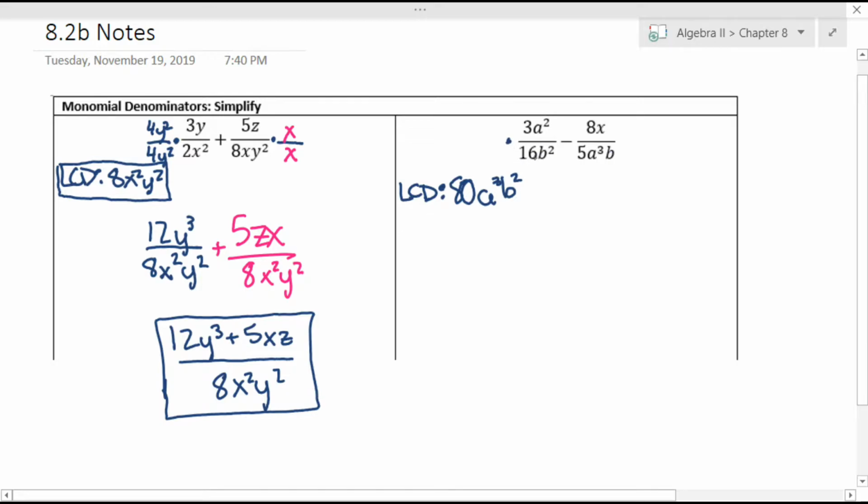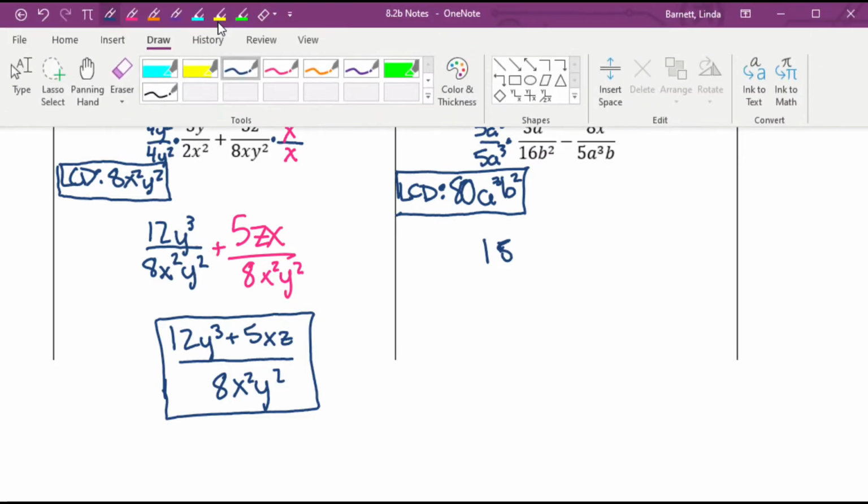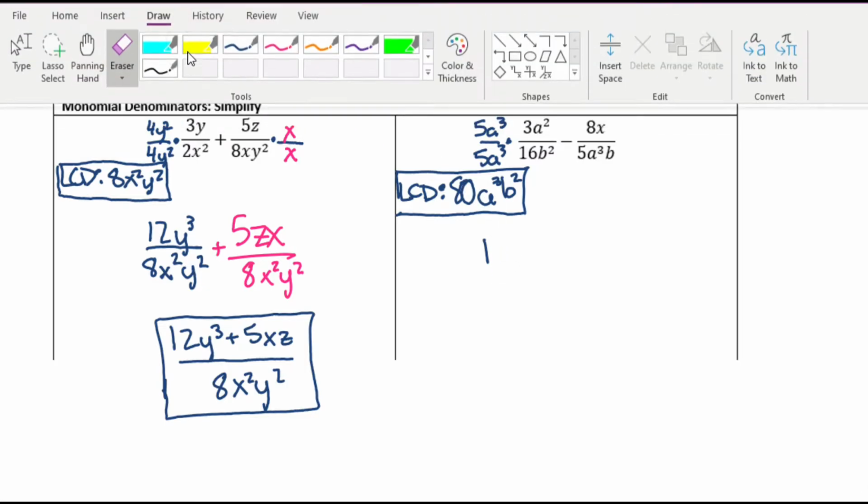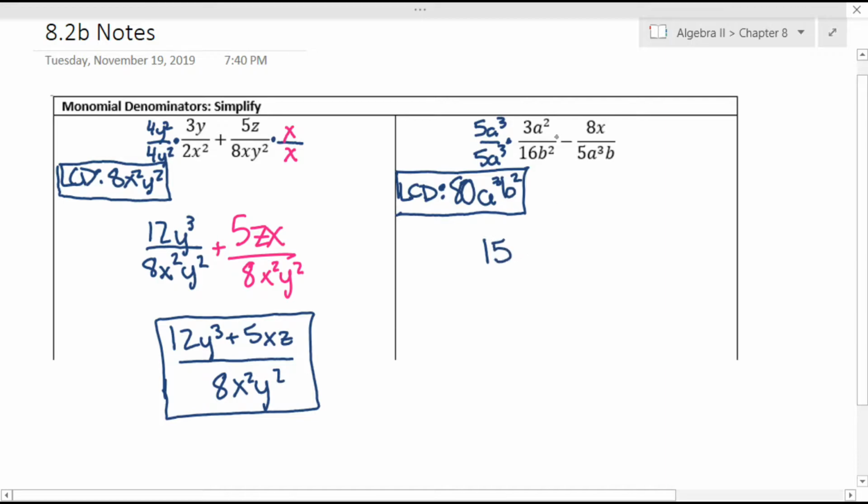So what would I have to multiply 16b squared by to get to 80a cubed b squared? It's going to be 5a cubed. If you multiply the bottom by 5a cubed, you have to multiply the top by 5a cubed. So 5 times 3 is 15. A cubed times a squared is a to the 5th, we add those exponents. And on the bottom, I'm going to have my LCD, 80a cubed b squared. 5 times 16 is 80, a cubed b squared.